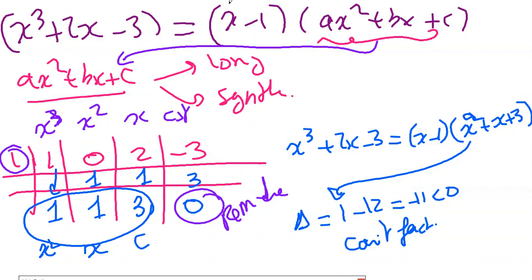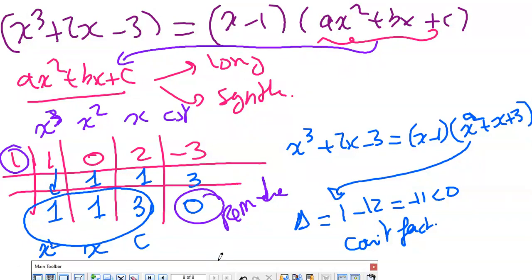So now, how can I factorize x^3 plus 2x minus 3? It's x minus 1 times x squared plus x plus 3. If I want to factorize more, I need to calculate delta for this quadratic equation. Here delta is negative, it means I cannot factorize. So this is the final answer for the factorization of this polynomial.